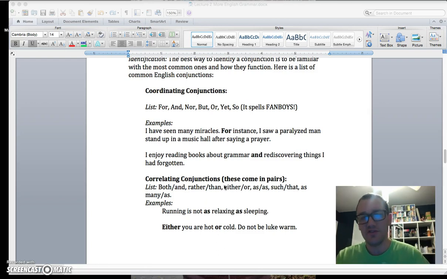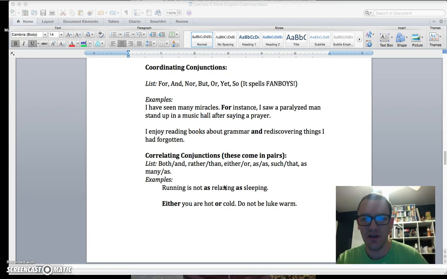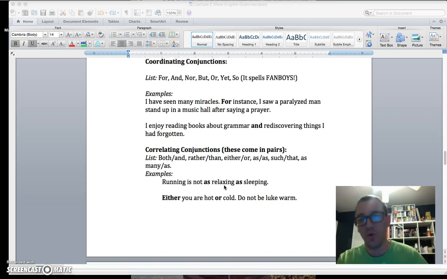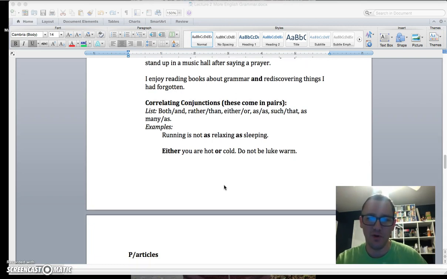Correlative conjunctions tend to come in pairs: both and, rather than, either or, as such that. I give you a few examples here to look at. Either you are hot or cold. You'll see a few of those pop up in the homework.